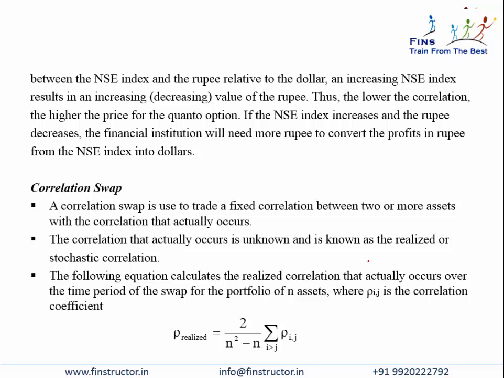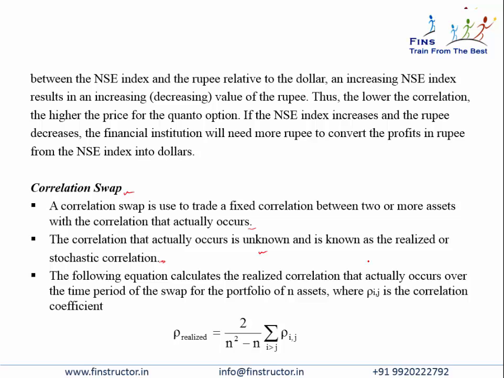Similarly, we can have a correlation swap. A correlation swap is used to trade a fixed correlation between two or more assets against the correlation that actually occurs. The correlation that actually occurs is unknown, and is known as the realized or stochastic correlation, after the period in question happens. The following equation calculates the realized correlation that actually occurs over a given time period over a swap for a portfolio of n assets, and rho ij is referred to as the correlation coefficient.